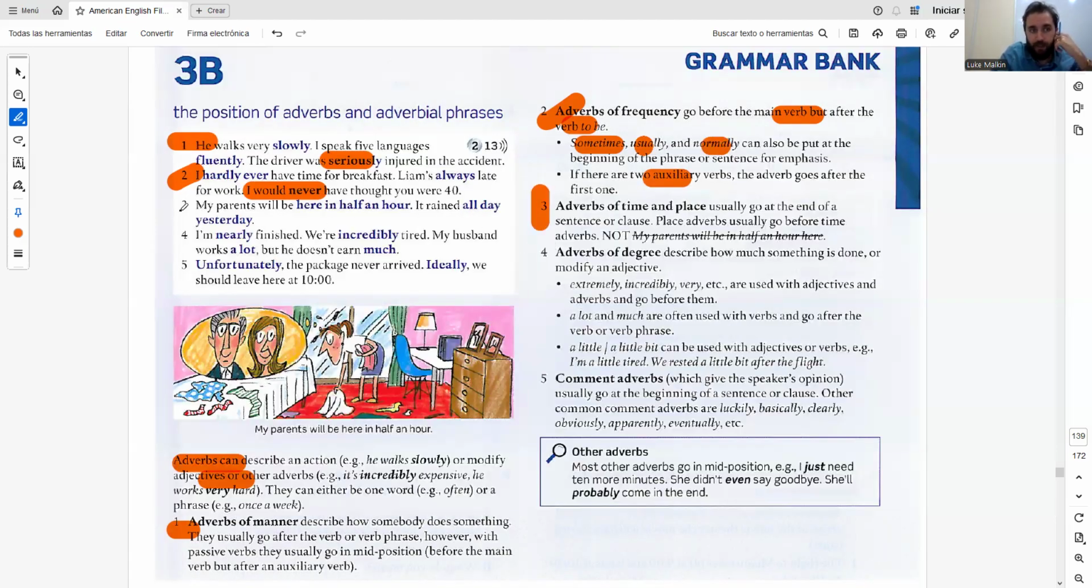Adverbs of time and place. For example, my parents will be here in half an hour. It rained all day yesterday. Now, this usually goes at the end of a sentence or clause. Place adverbs usually go before time adverbs. So place, then time. But all of this is going to the end of your sentence, right?